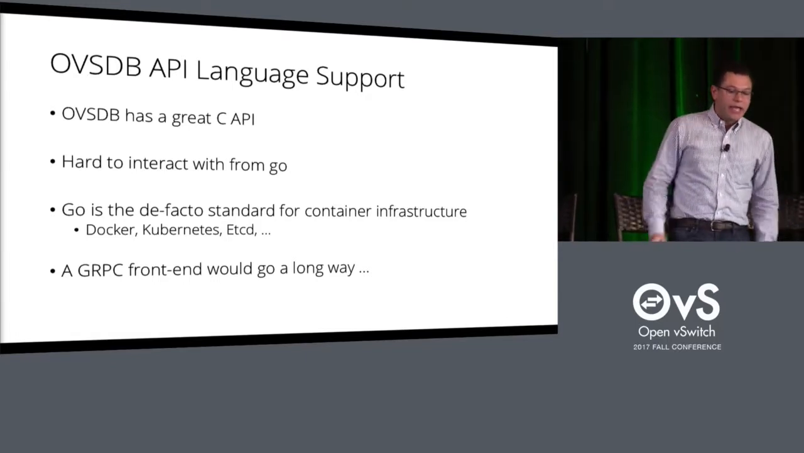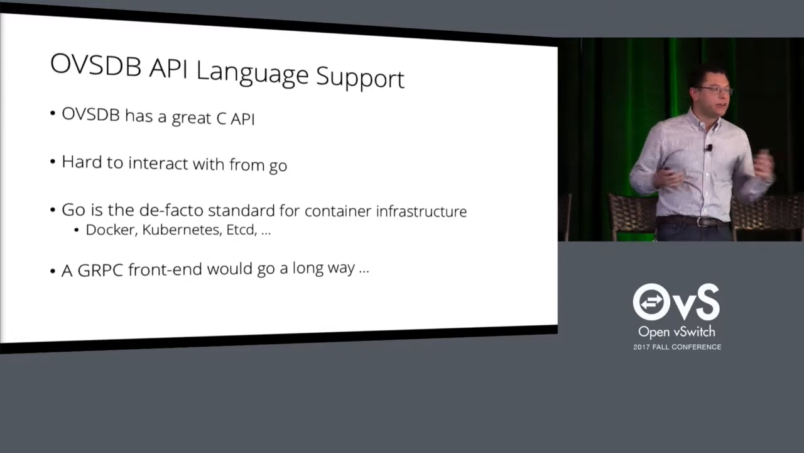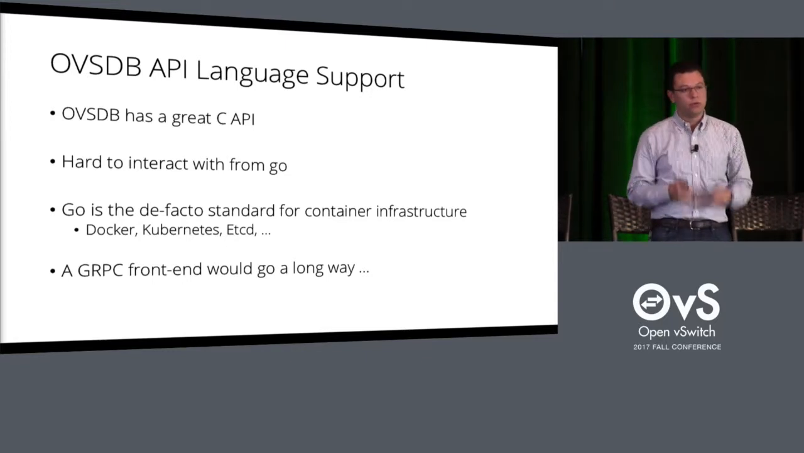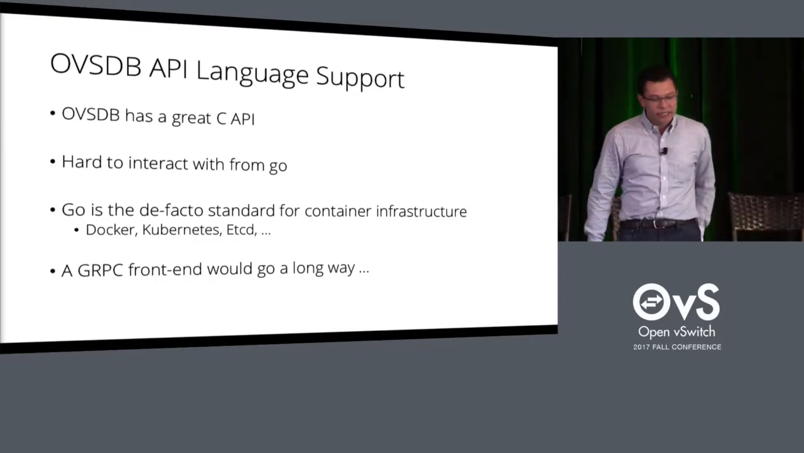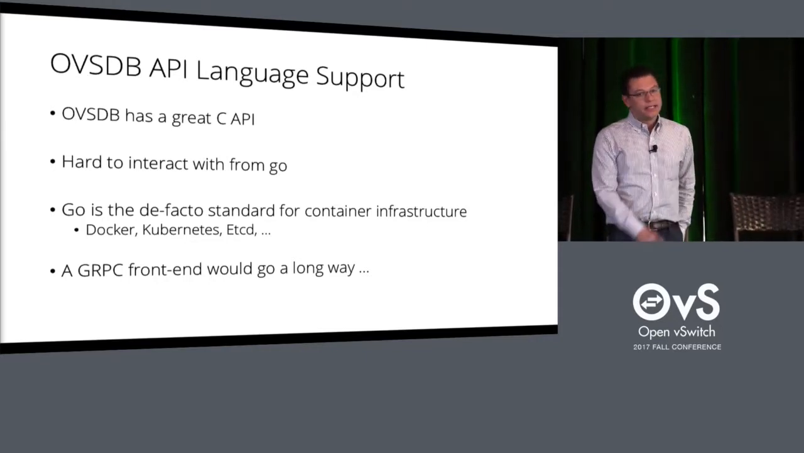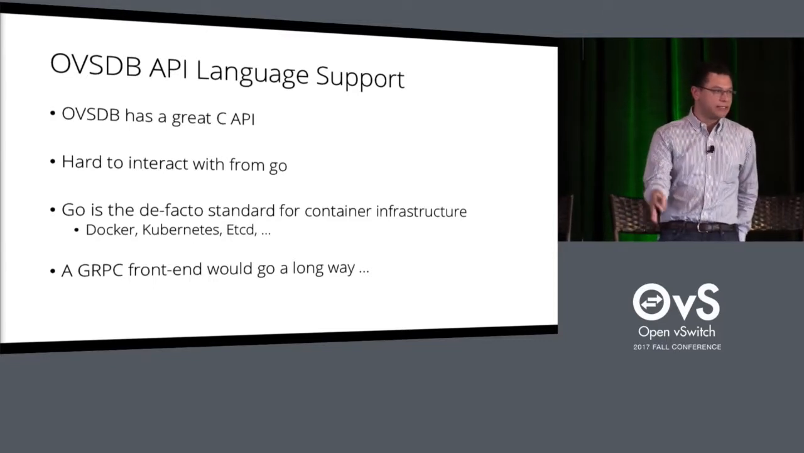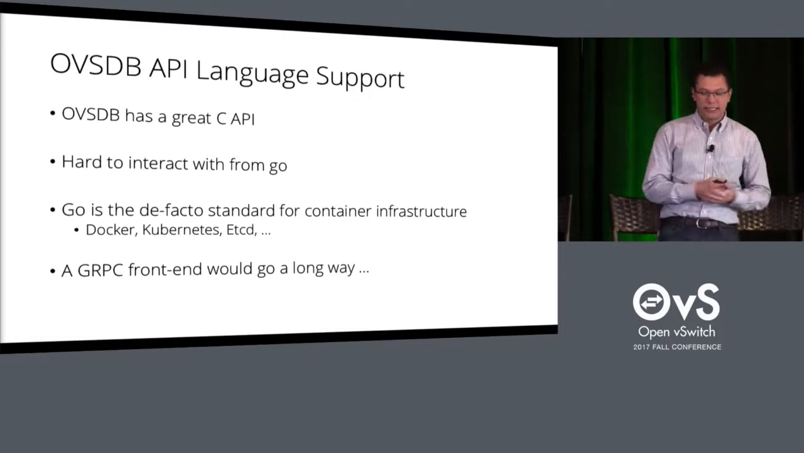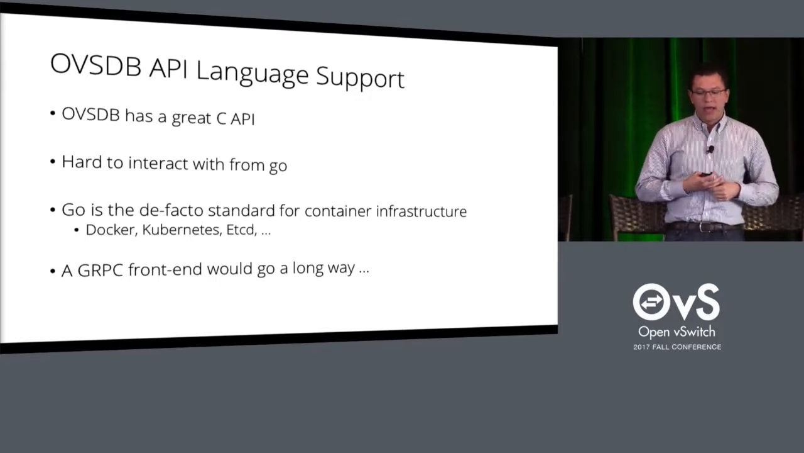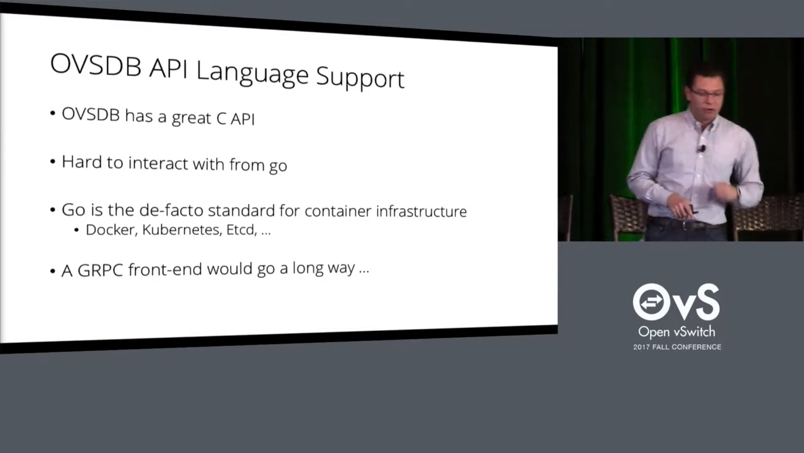And anything that we can do to make OVS easier to interact with from Go will be a win from an adoption perspective. And I think a really dumb, simple thing that could be done is to migrate away from JSON RPC toward gRPC, which is, they're almost exactly the same thing, but gRPC is a little bit more modern and has the advantage that it's really easy to interact with from nearly any programming language.